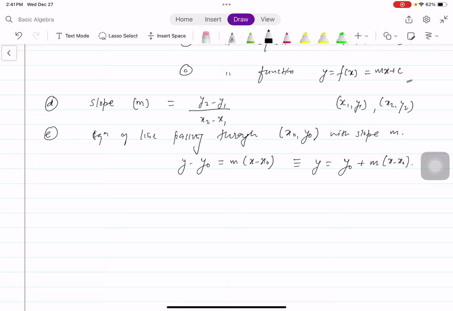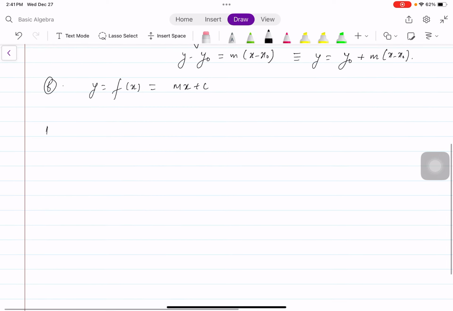It's the same thing. And the last point is, recall in the previous section we discussed the slope-intercept form, and this is the slope-intercept form of linear functions. So let's do a few problems here.